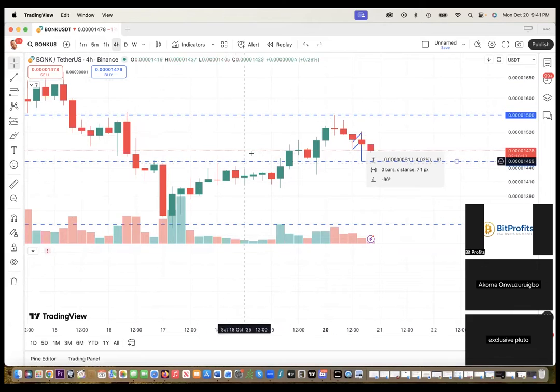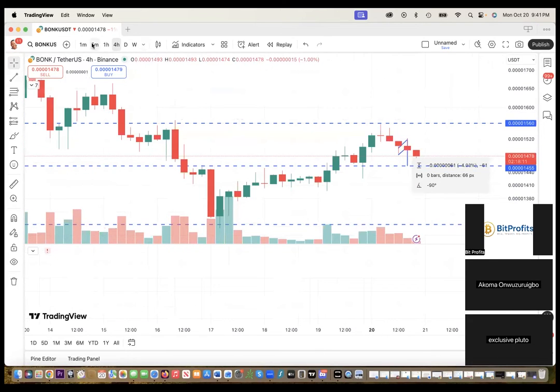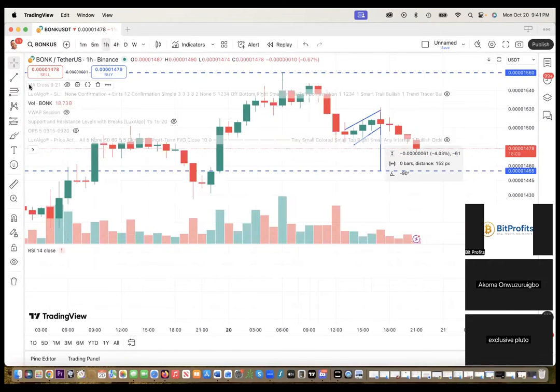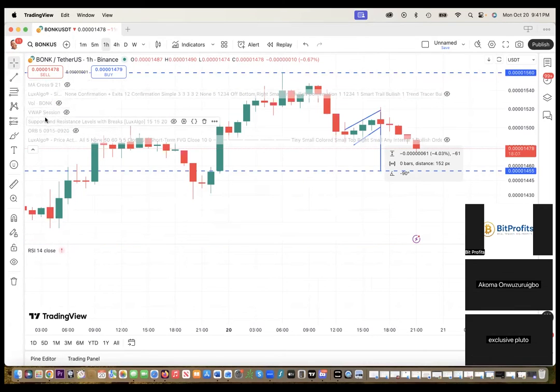Gotcha. And then VWAP is another one. Let me go down to the 1 hour. VWAP is another good indicator. I'm gonna turn volume off and I'm gonna turn my VWAP on.